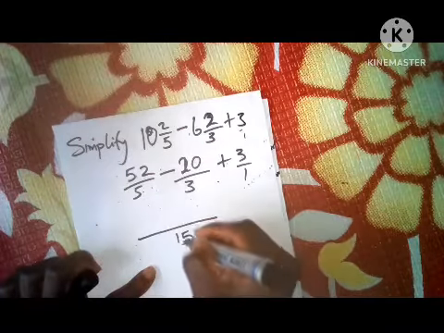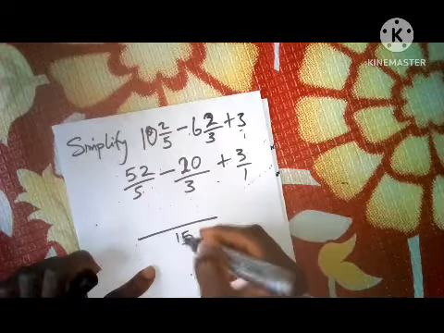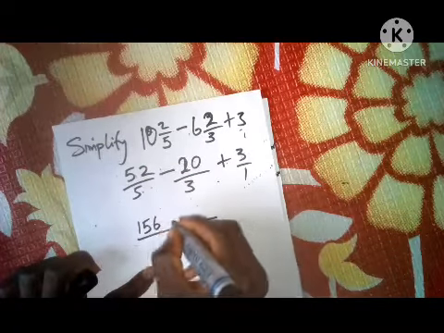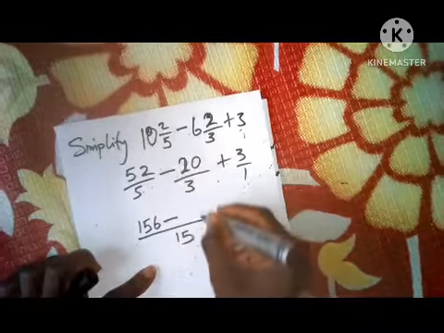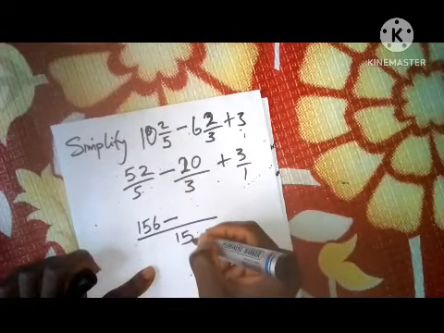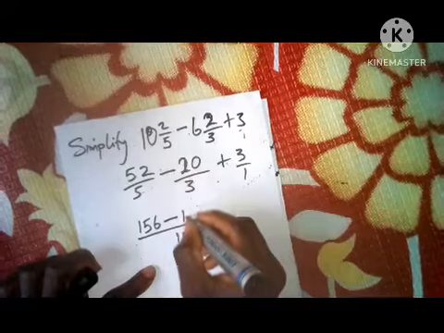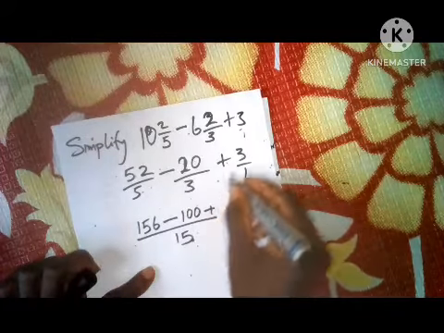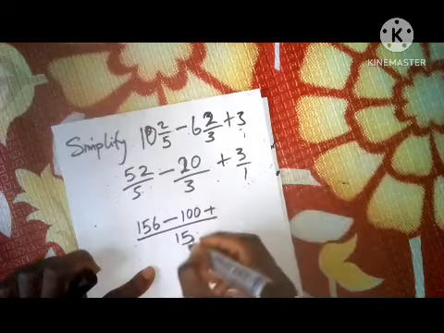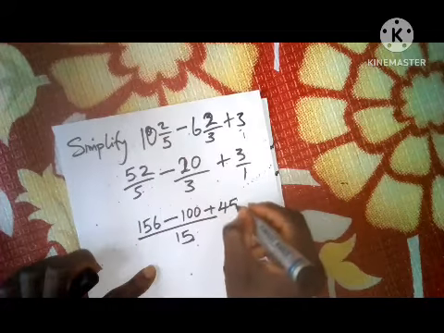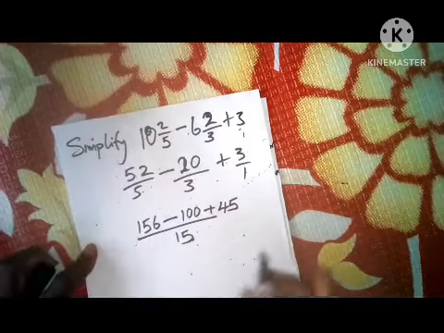Then 15 divided by 5 will give us 3. 3 times 52 will give us 156. Minus, bring it down. Then 15 divided by 3 will give us 5. 5 times 20 will give us 100. Bring down the plus. Then 15 divided by 1 will give us 15. 15 times 3 will give us 45. Please take note of the steps.